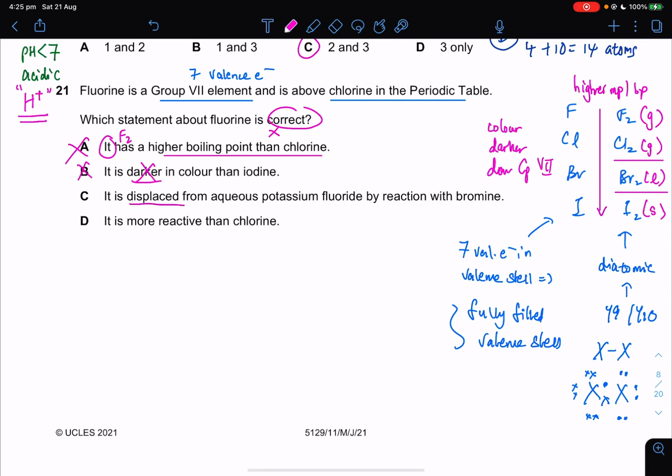Now this is talking about displacement reaction. So the one which is higher up is a more reactive nonmetal. The more reactive you are, you will kick out, you will displace the less reactive one. So it referred to fluorine. Fluorine is displaced from fluoride by reaction with bromine. That is wrong because bromine is below fluorine. Bromine cannot kick out fluorine from fluoride because bromine is less reactive as it is further down in group 7. It's less reactive than F2. But we know F2 being higher up is more reactive than chlorine. So that's the answer there.